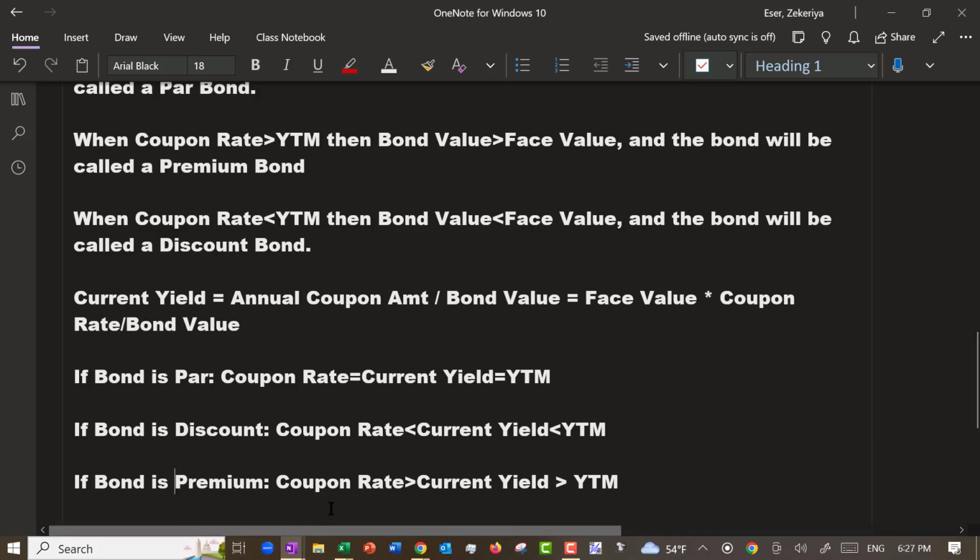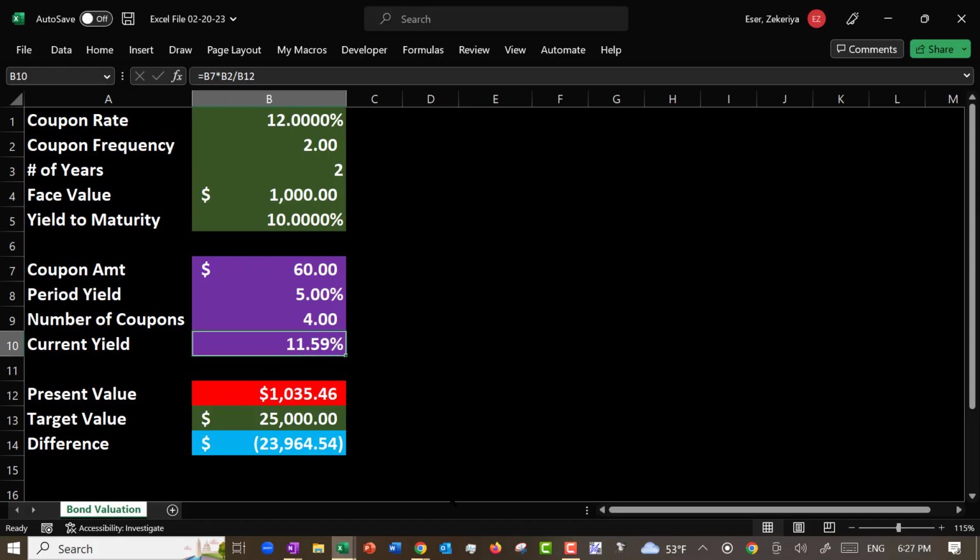As you can see, is this bond par, discount, or premium? The one on the Excel sheet. Premium, because bond value is above the face value. As you can see, coupon rate is greater than the current yield, which is in turn greater than yield to maturity. If yield to maturity was 15, the bond becomes a discount bond. And coupon rate is less than current yield, which is in turn less than yield to maturity.